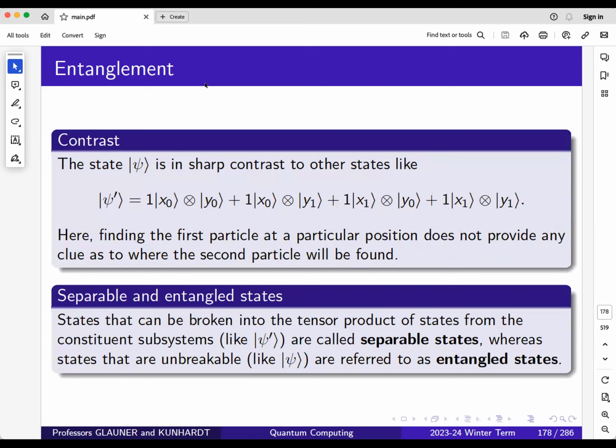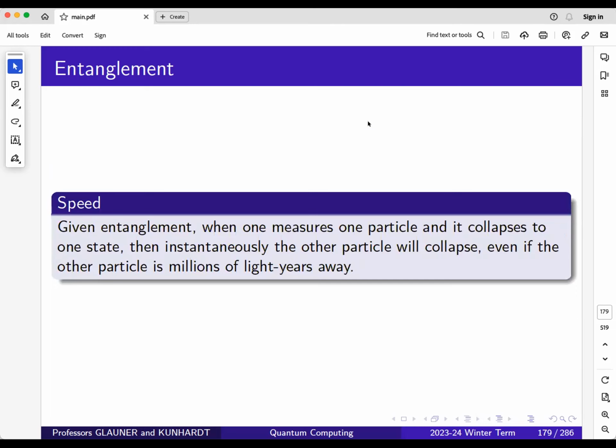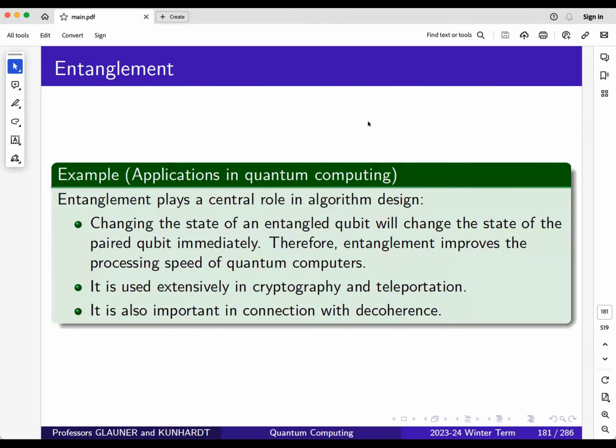So states that cannot be broken into these basic states are unbreakable. We call them entangled states. And states that can be separated are called separable states. And just a very simple state like we've seen before, like this psi prime ket, that one is not entangled and it's separable into the basic components. You can find more information on entanglement in the book if you want, but there are consequences of entanglement on quantum computing. For example, there are applications in cryptography. You can speed up computations because if you have qubits entangled and you measure one qubit, the other ones are automatically measured as well. So this can lead to improvements in the speed of computational time, plus many other applications.